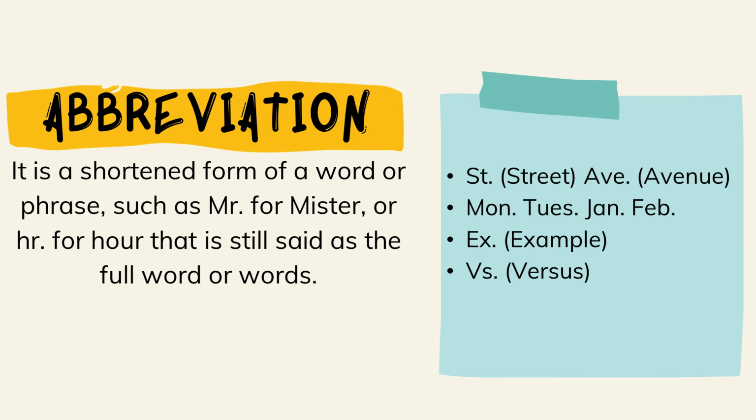When you record the date, you likely abbreviate both the days of the week. Sometimes you just use MON for Monday, TUES for Tuesday, JAN for January, FEB for February, and so on. Often we use the abbreviation X or EX period for the word example. How about the VS period? That's another popular abbreviation shortened from the word versus.